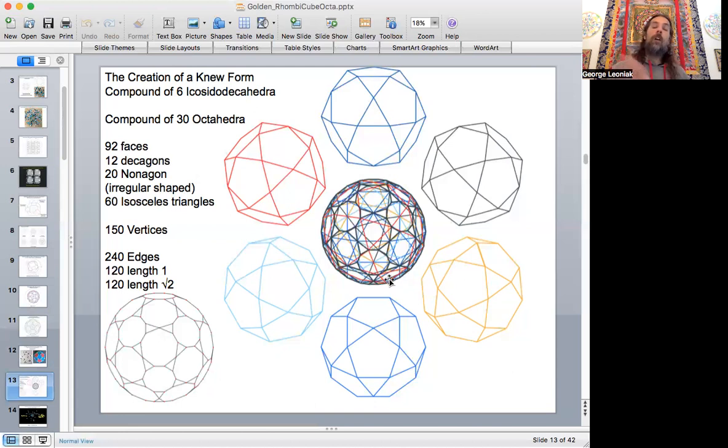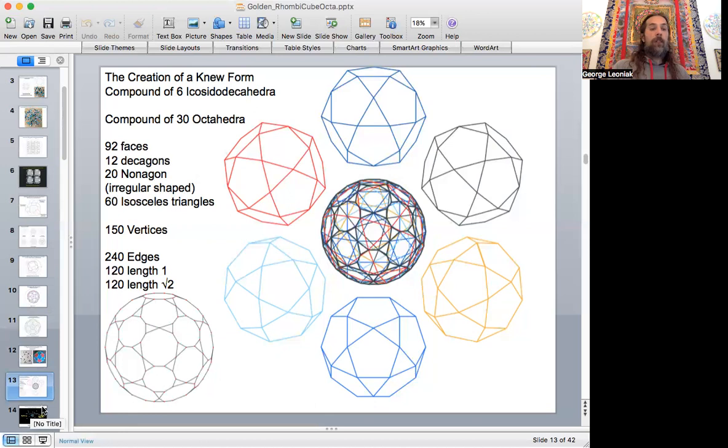But when I did that, it created this form that I was just showing you. This is in the hexagon version, and it has 92 faces, the 12 decagon, and 30 of those irregular shaped nonagons, and those little isosceles triangles, 60 of them, to be the connectors between the decagon and the hexagon faces. Not hexagon, decagon and the nonagon faces here that we see.